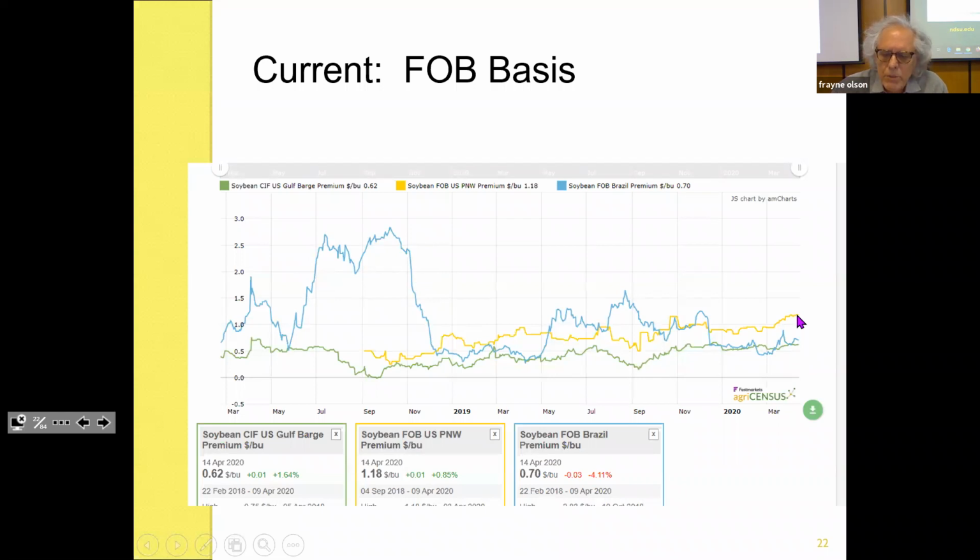This is the value at the P&W, yellow. The blue one is the value at Brazil. And the green one is the value at the US Gulf.